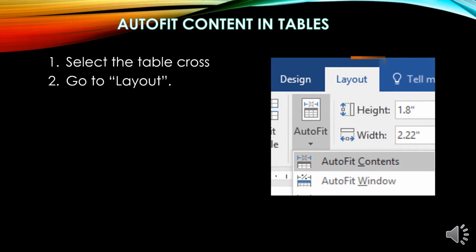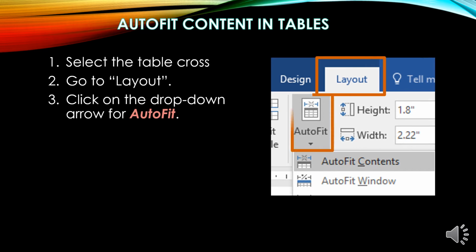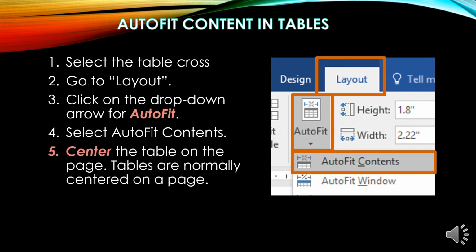Auto-fit contents in a table. Select the table cross, go to Layout, click on the drop-down arrow for Auto-fit, select Auto-fit to Contents. Center the table on the page. Tables are normally centered. Another way that you can do your auto-fit to content is by selecting the table cross, right-clicking, find auto-fit, and then select Contents.